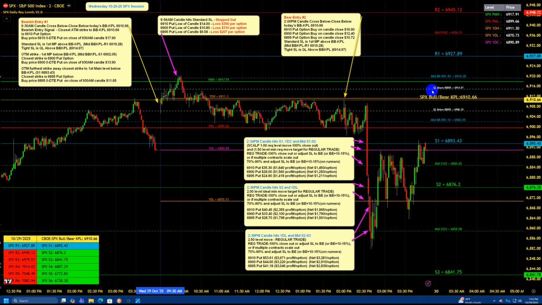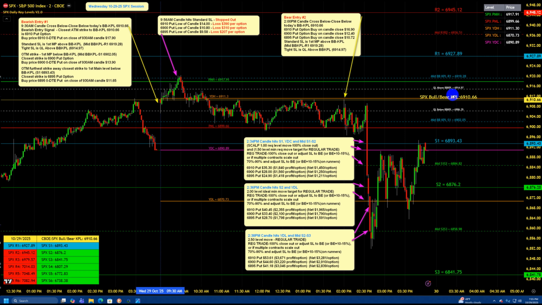So for example, on a bullish trade off of the bull bear KPL, the QL below the BBKPL is a tight stop loss that you would use on a bullish trade initiated from the bull bear KPL, and the midpoint below it would be your standard stop loss on a bullish trade. Conversely, the QL above would be your tight stop loss if you choose to use a tight one on a bearish trade that's derived from the bull bear KPL. And the first midpoint above would be your standard stop loss on a bearish trade derived from the bull bear KPL.